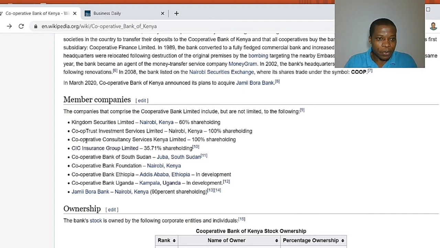Another member company it owns is Co-op Trust Investment Services Limited, Cooperative Consultant Services, and CIC Insurance Company. It owns 35% of it. Actually, this is the largest money market fund in Kenya, which is a good company. It also owns Cooperative Bank in Southern Sudan and Cooperative Bank Foundation. It's also planning to own Cooperative Bank in Ethiopia and Cooperative Bank in Uganda. If you follow Cooperative Bank, it recently acquired Jamii Bora Bank, Nairobi. It's not a big bank, but it's a good step in banking.